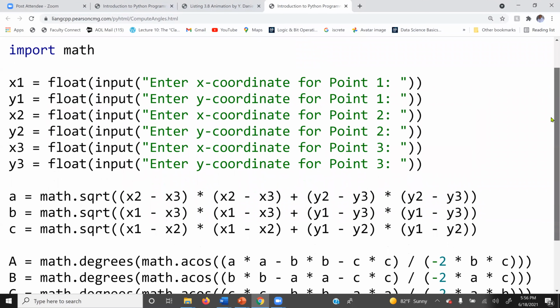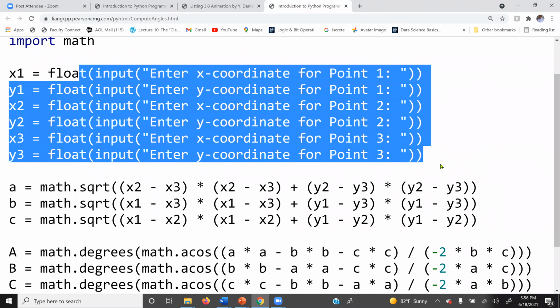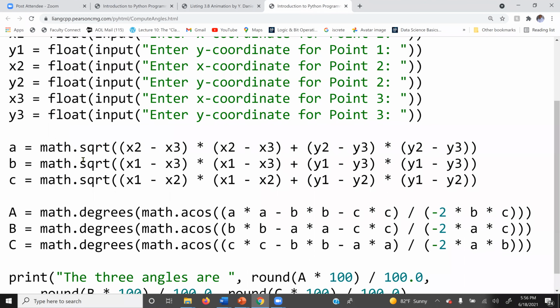So here, again, if we run it, we can see the functions we are using. We ask the user to enter all the input. We change the input to float. Then first we find the side A, which will be the square root of (x2 minus x3) times (x2 minus x3) plus (y2 minus y3) times (y2 minus y3). Remember, these are squares, so square plus square. This is finding the distance. So we find B and also we find C.